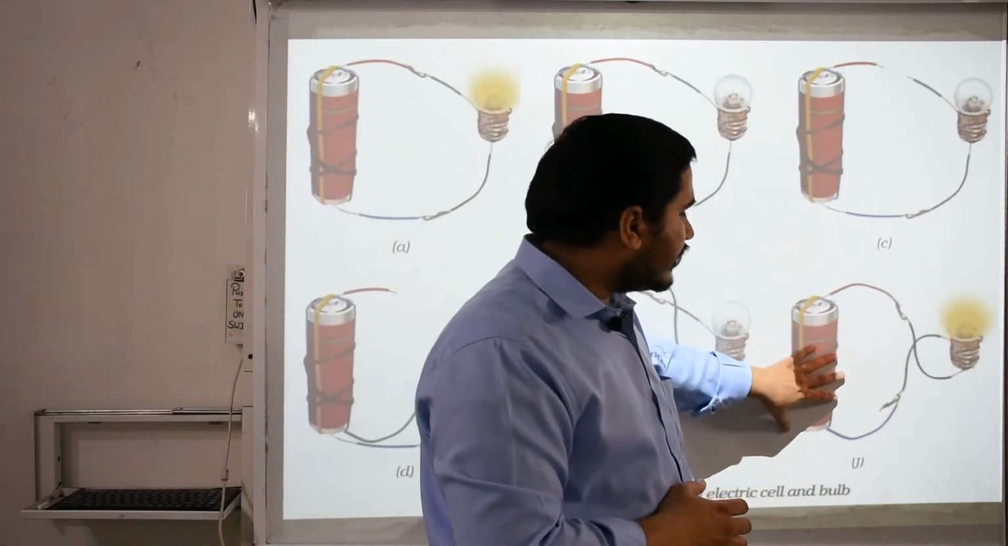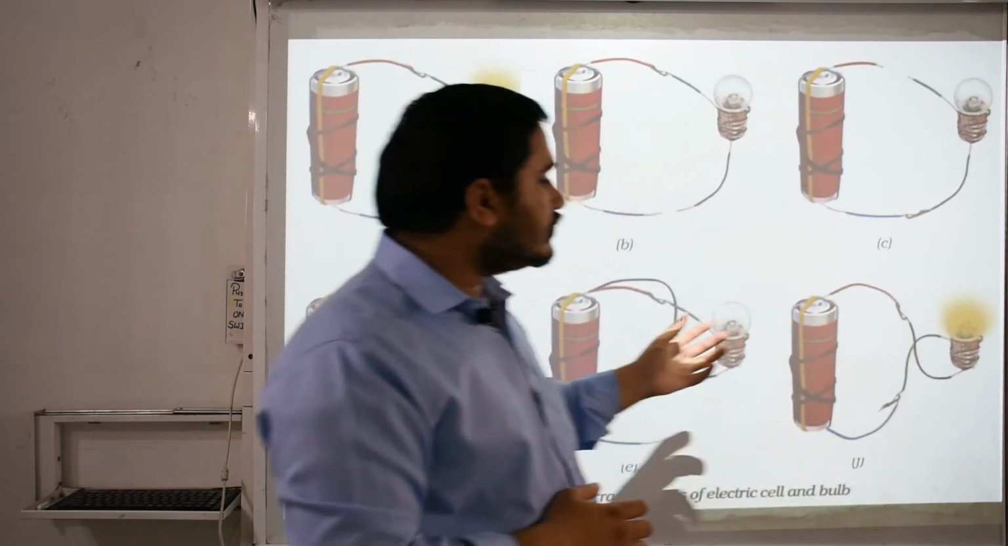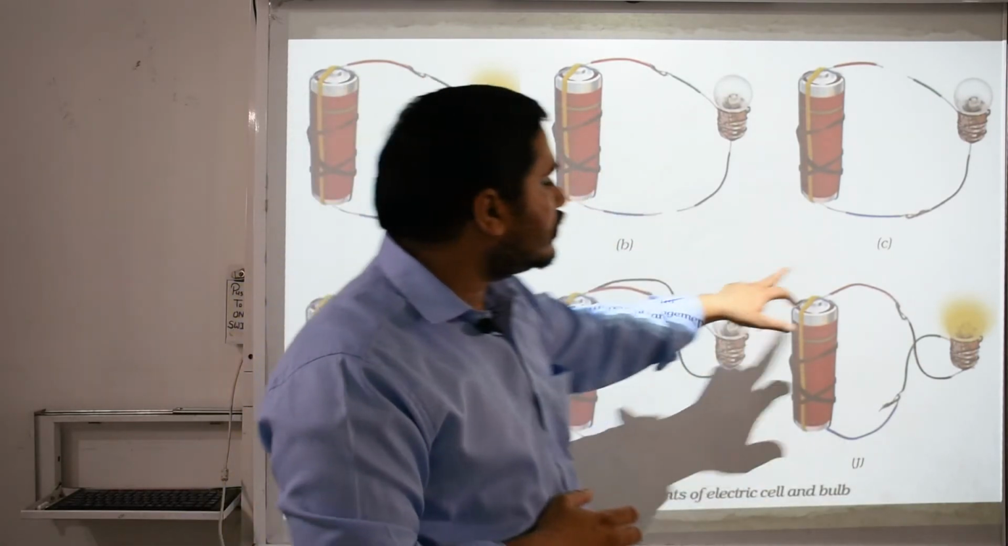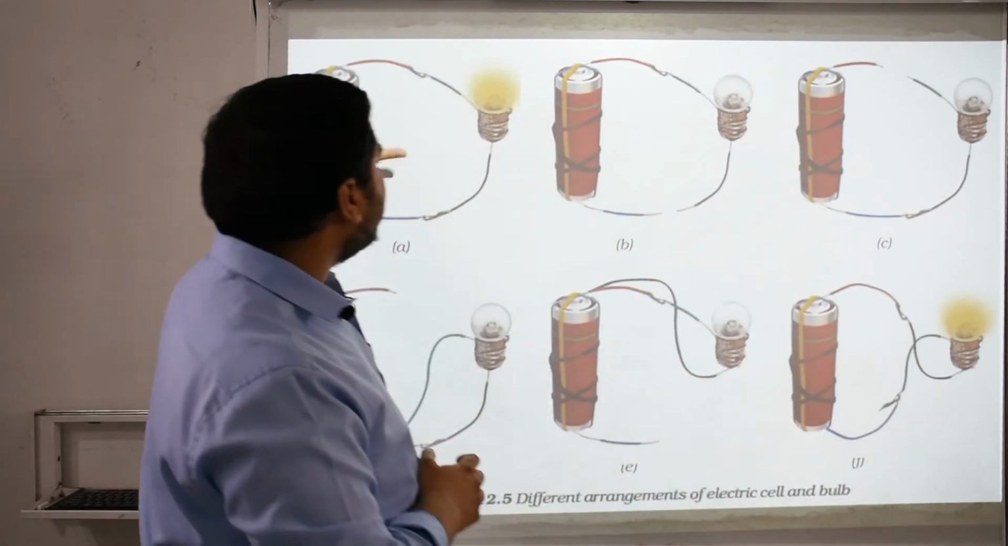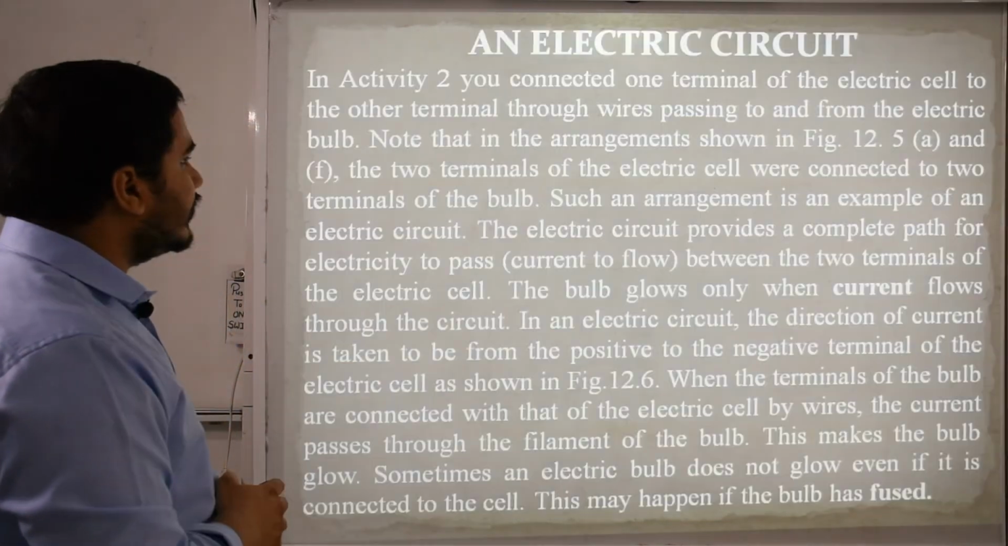Then in figure F, the wires cross each other, and the bulb will still glow, because the circuit is completed here. When the circuit is complete, only then will the current flow from the electric cell to the torch.